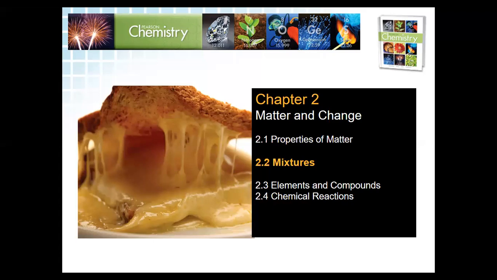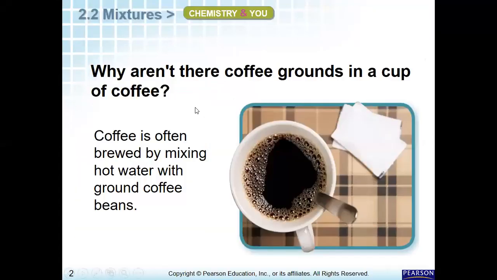We are going today to start our session about Chapter 2, Chemistry. And Lesson 2 will be the mixtures. We said that a mixture is a blend of two or more things together physically, not chemically, because we got the difference between the physical and the chemical last session, as we said. So, for example, he's asking here, why aren't there coffee grounds in a cup of coffee? The coffee is often brewed by mixing hot water with ground coffee.